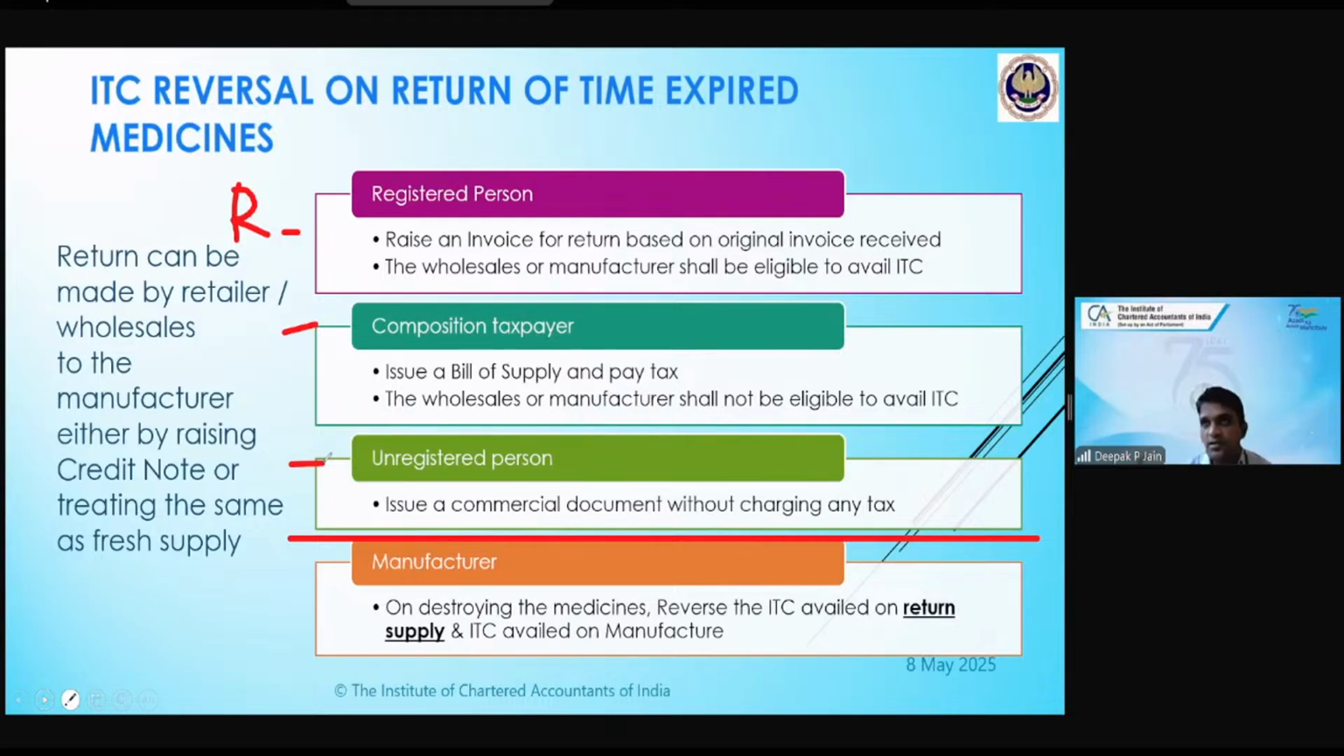So if he's a registered person, now he has medicines. When he gives it back to the manufacturer, what will he do? Will he raise a credit note? No, because the time limit is gone. 2 years back he bought the medicine. Now the medicine got expired.